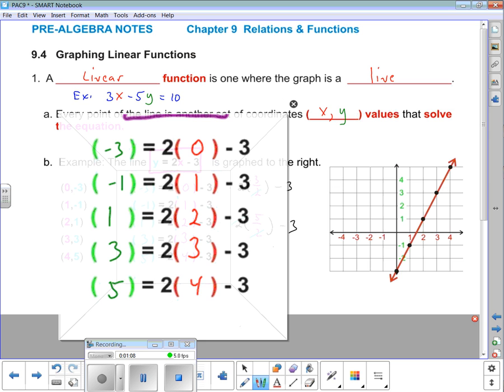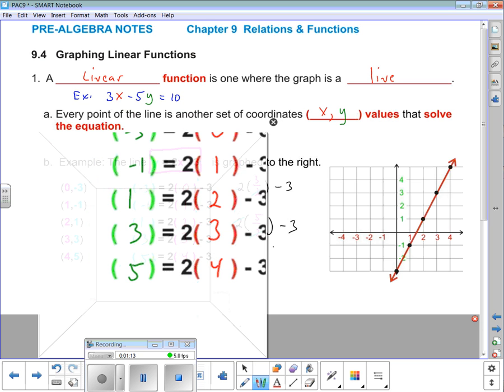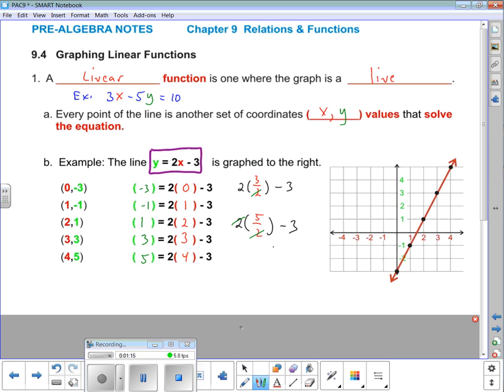What did we do? We took the function, put in the x value and figured out the y value. We put in the x value of 0, figured out the y to be -3. Put in the x value of 1, figured out the y to be 1. Put in the x value of 2, figured out the y value to be 1. Put in an x value of 3, figured out that the y value is 3. Put in an x value of 4, and we found that the y value is 5. Did all this yesterday. And so there's the graph of the line.